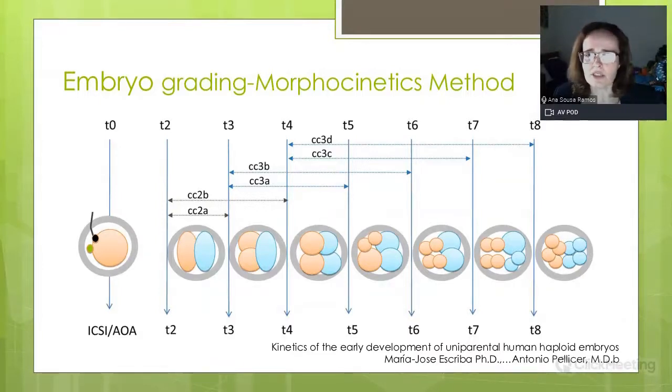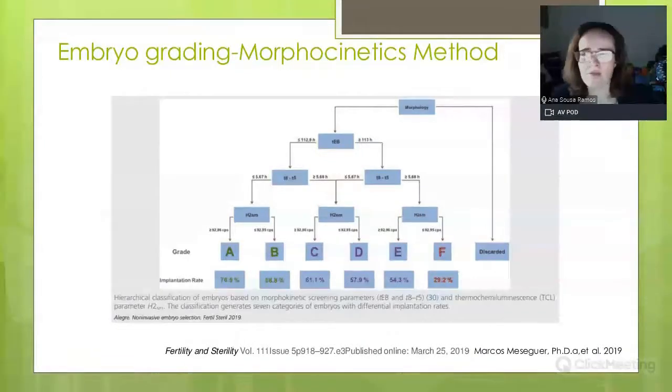And a lot of calculations started with the time of division. Now we know the range and the time at which the embryo should have the first division, the second division. With this, we started to do a lot of calculations to see, with this morphokinetic information, what will be the best embryo, the embryo with a better implantation rate. A lot of studies were done by different groups from the UK, the US, and Spain. And until now, it was not possible to get a unique algorithm. So you have different grading systems only considering the morphology.